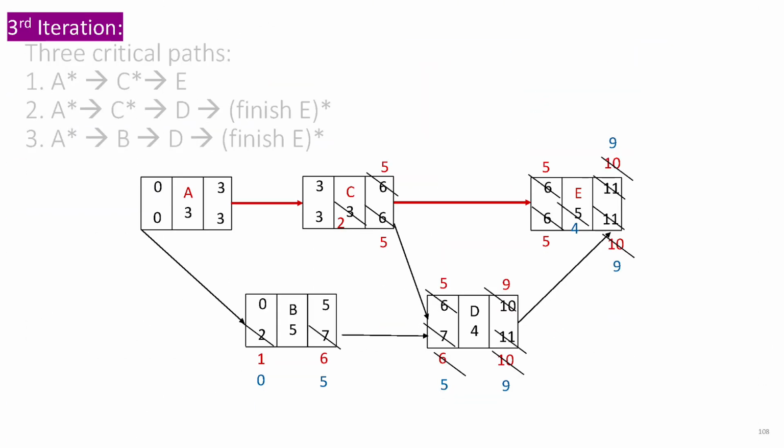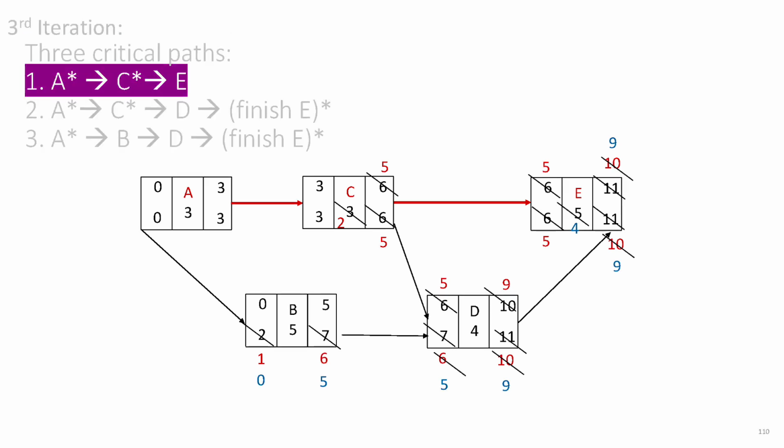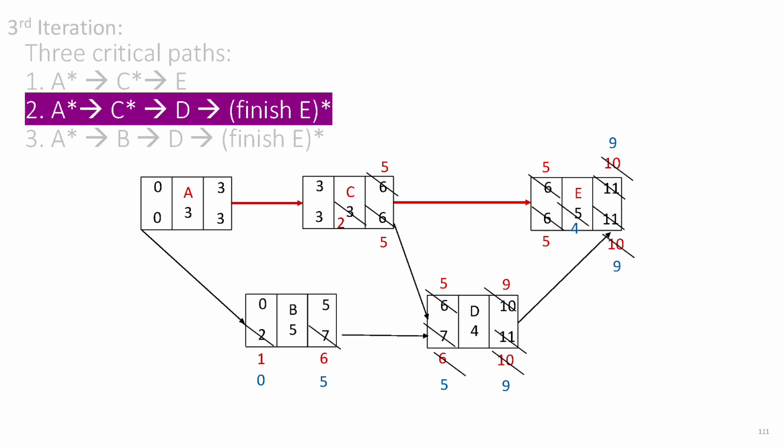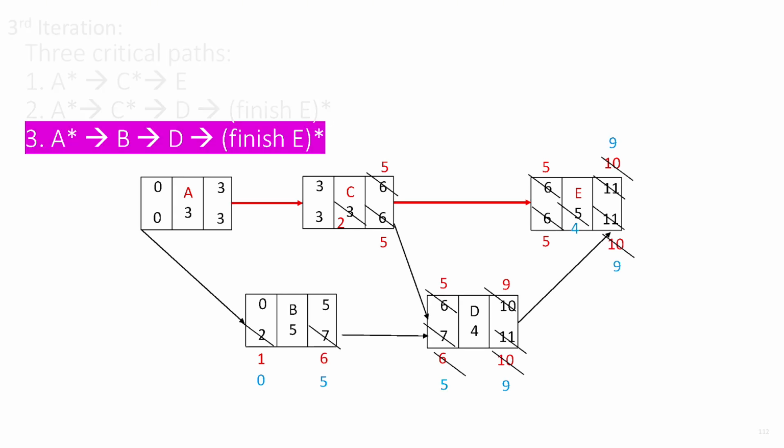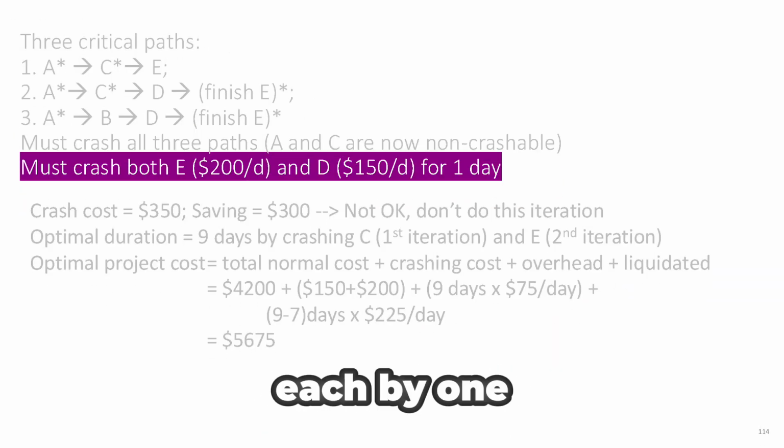On the third iteration, we have to crash all these 3 critical paths to reduce the project duration by 1 more day. Note that activities A and C are still non-crashable. Also, the finish of E is just a point in time, not a task, so it has no duration and cannot be crashed. On the first path, E is the only crashable activity. On the second path, D is crashable. Since D also appears on the third path, crashing D by 1 day will shorten both paths 2 and 3 simultaneously. Therefore, we would need to crash E and D each by 1 day.